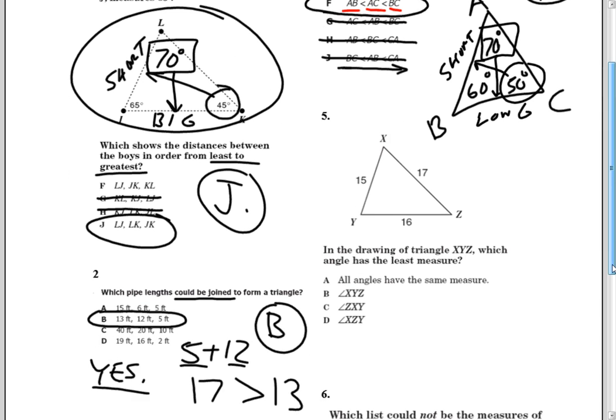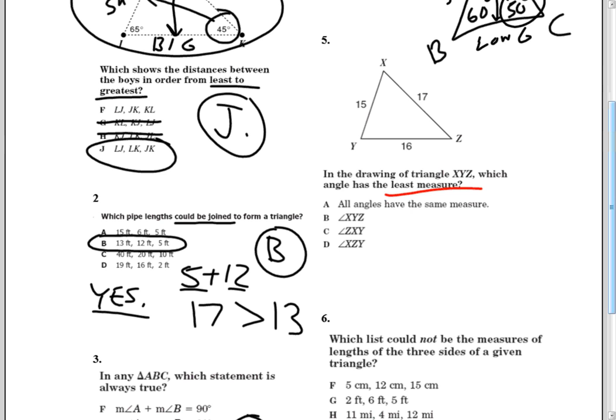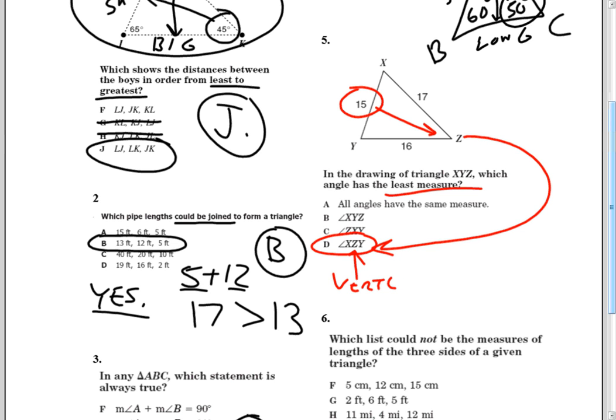Question 5 doesn't look for a list, it just wants to know the least measure. 15 is the small side. Z must be the small measure. Which choice is that? D. D. We're looking for a vertex that is Z, if we're looking at 3 letters at once.